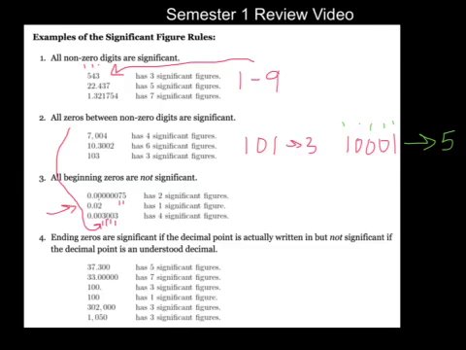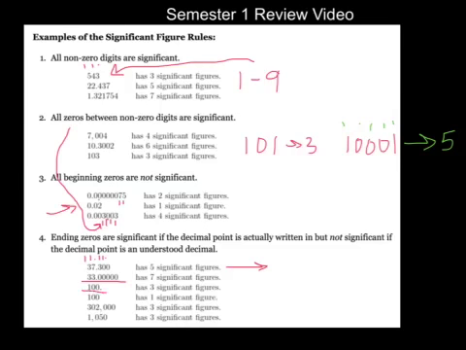Ending zeros are significant if the decimal point is actually written, but are not significant if the decimal point is an understood decimal. Alright, so we look right here. Why is this 5? The decimal point is written. 1, 2, 3, 4, 5. Alright, 7 significant figures.